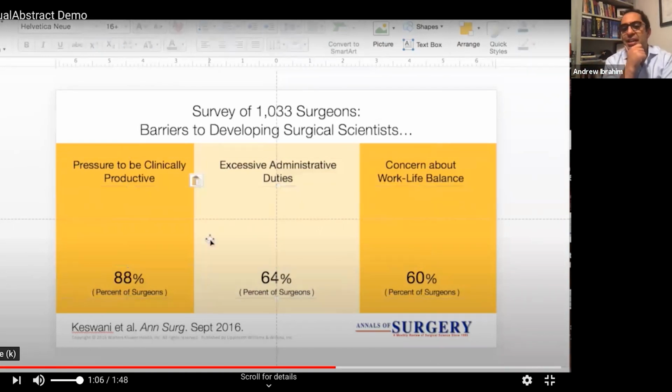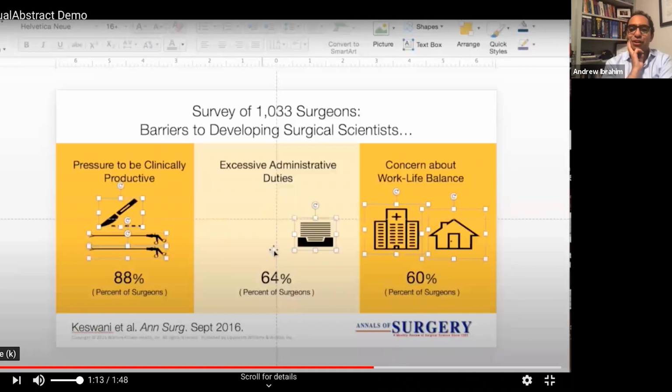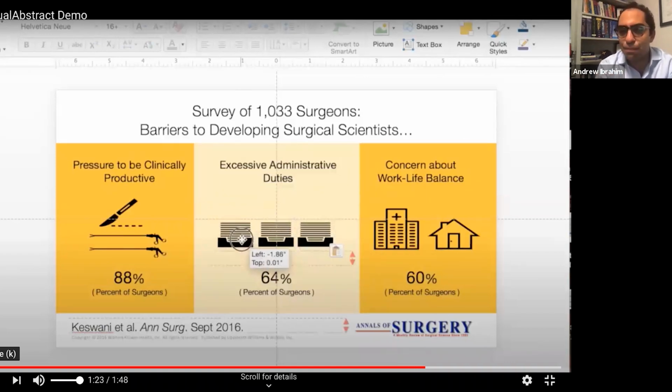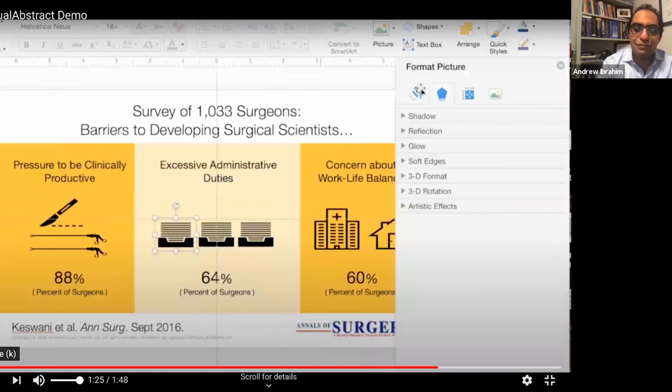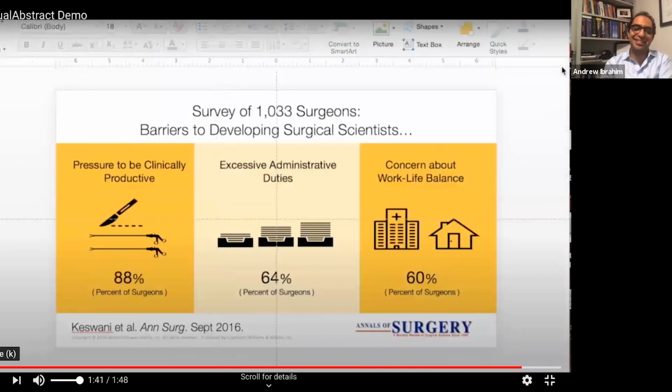Once you get the key content in, the design part is fun, and you'll find the icons that you want to put. I had fun with this administrative duties one. When you're complaining about paperwork, you just feel like it's piling on. I couldn't find a pile of administrative stuff stacking, but I certainly know how to use the crop function. And then all of a sudden, you're like, oh yeah, that is paperwork just piling up.